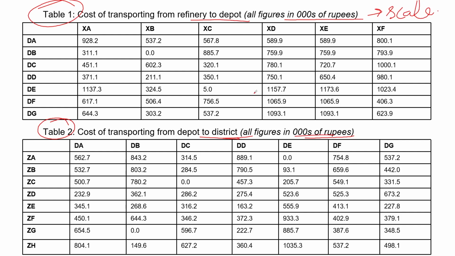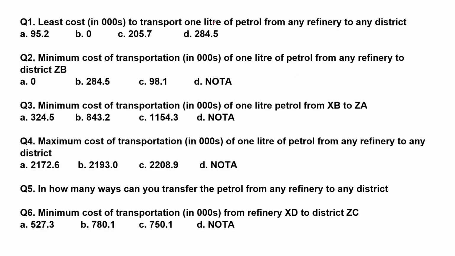You have to analyze it and just look at the questions. I feel this question can be easier if there is not too much calculation involved in the parts of the questions given to you. So let's have a look at those questions. The first question says: least cost in thousands to transport 1 liter of petrol from any refinery to any district. This question is very easy because there is no condition imposed.